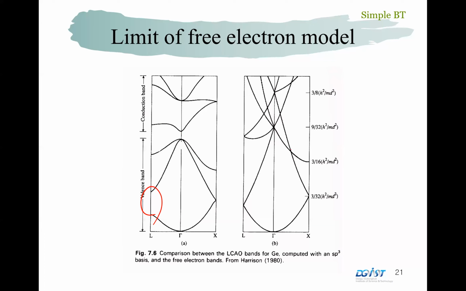So even though it's the very simple free electron case, it still explains many things of the band structure of the real material. But once we include the interaction, now we have some gap opening. Without interaction, there is no reason that there is a gap opening.